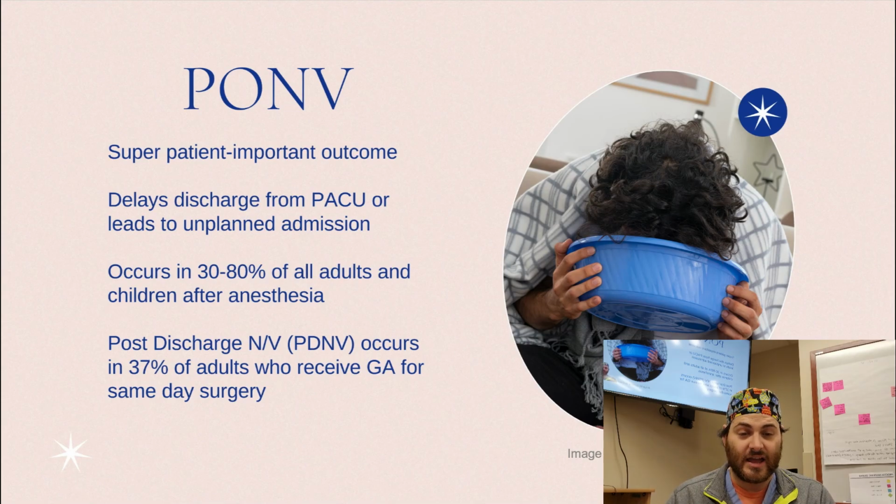Depending on what you look at, and we'll go into this a little bit later, it can occur between 30 and 80% of all adults and children after an anesthetic. That's a huge range. That's like saying from 0 to 100. It depends on risk factors. It depends on what kinds of surgery you're doing, things like that. But the burden's pretty high. It's not like an occasional thing, like postoperative delirium or something like that. This is something that happens a lot. Which I'm kind of preaching to the choir because this is for a lot of PACU nurses, and y'all know people be puking.